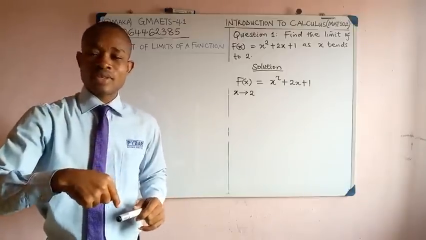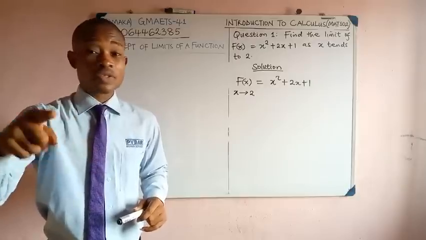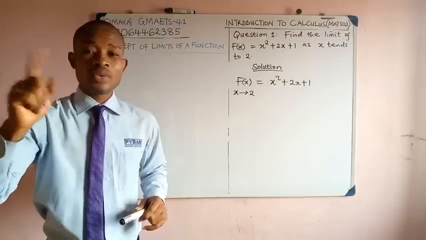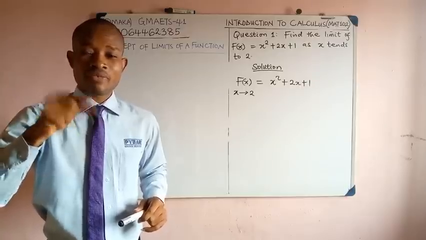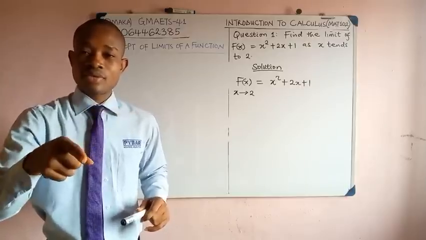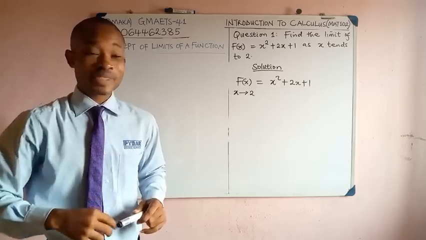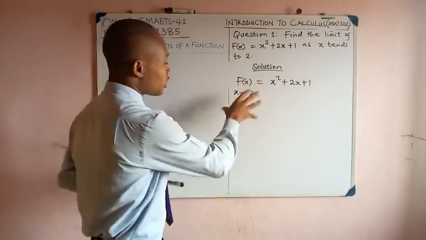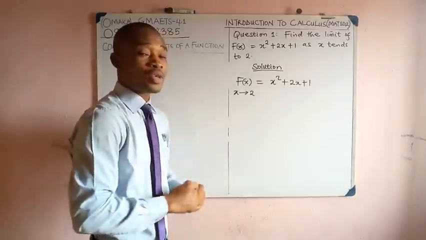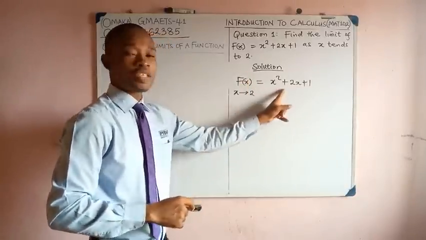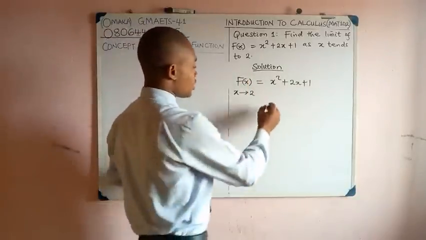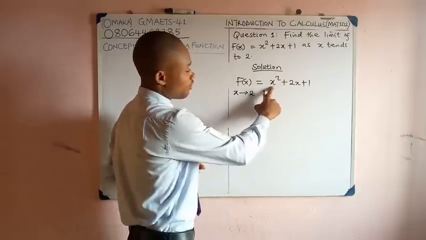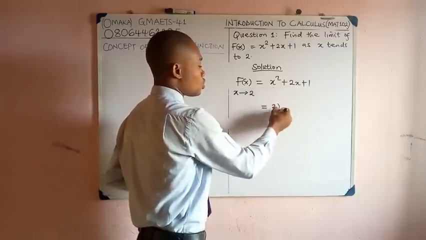I'm just saying this because there are certain types of questions we're going to encounter subsequently where this fact that x is not exactly 2 will become very important. Anyway, until we get there. For this problem, we're going to substitute x equal to 2, right? In this function. And if we do that, we'll come to this function and you will see x, we put 2.